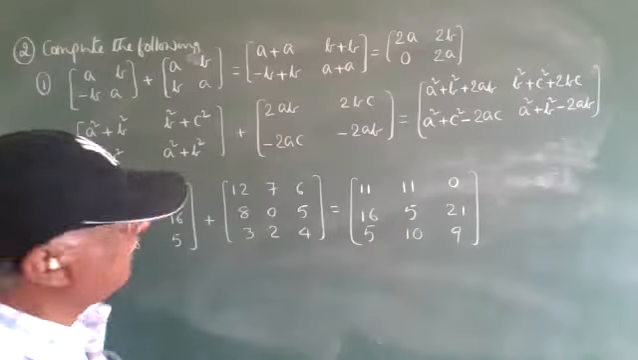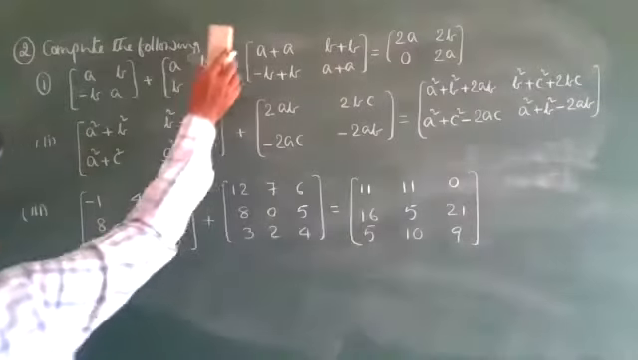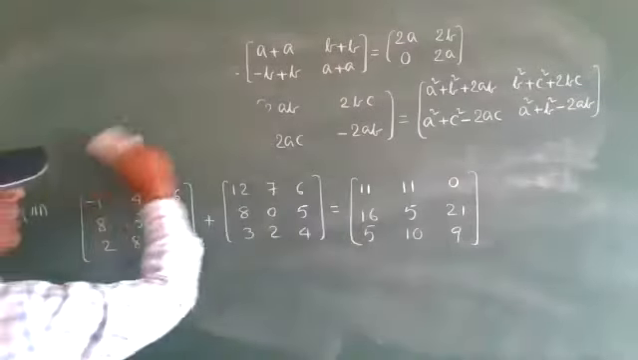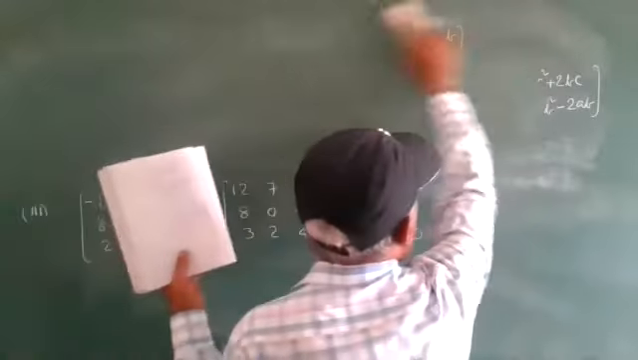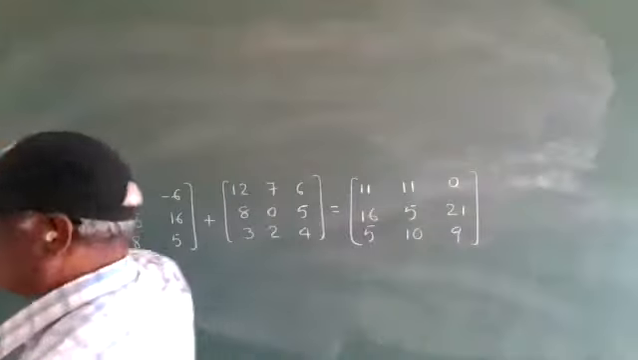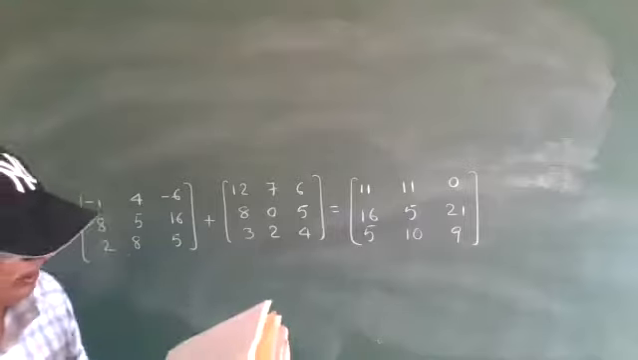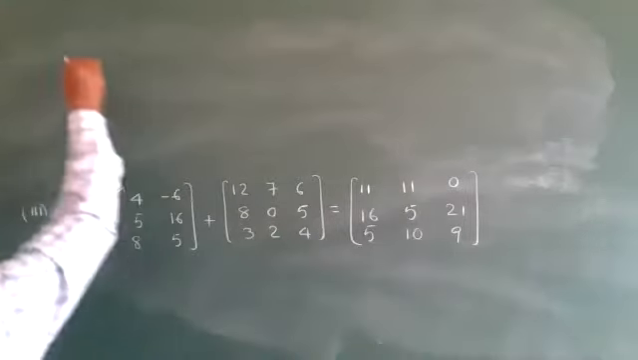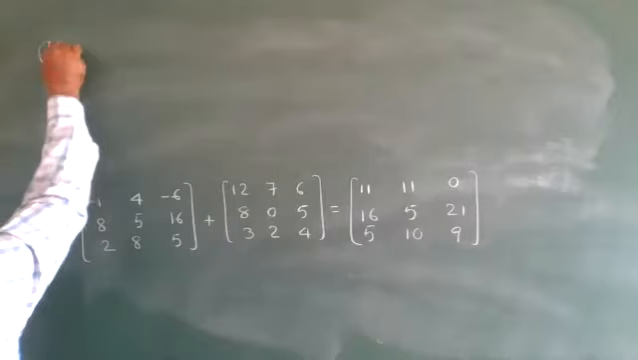5, 10, 9. Okay, 16, 5, 21. Correct. Right. Everyone go through the fourth bit first.